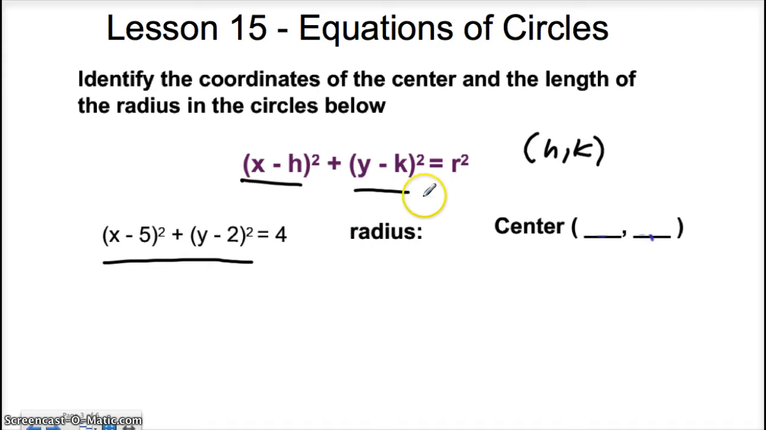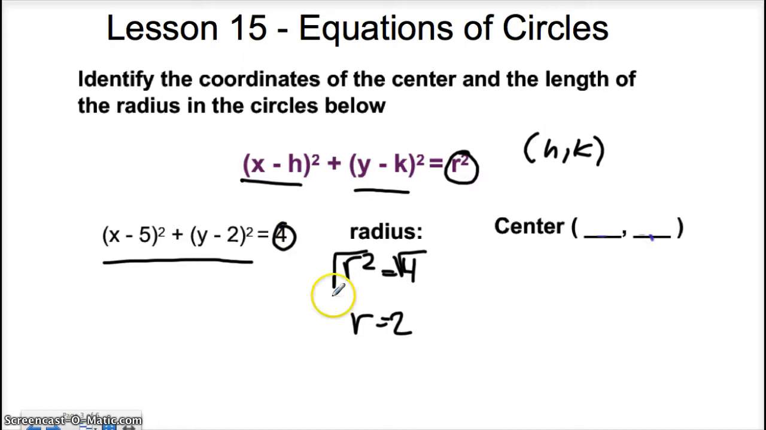To find the radius, this is what we do. Since we know the radius is equal to r², we're going to say r² is equal to 4. To find out what the actual radius is, we have to take the square root. So we take the square root and we get r = 2. So the radius wasn't 4, it's the square root of 4, which is just 2. As a general rule, if you take the square root of this number, you get the radius. So our radius is 2.